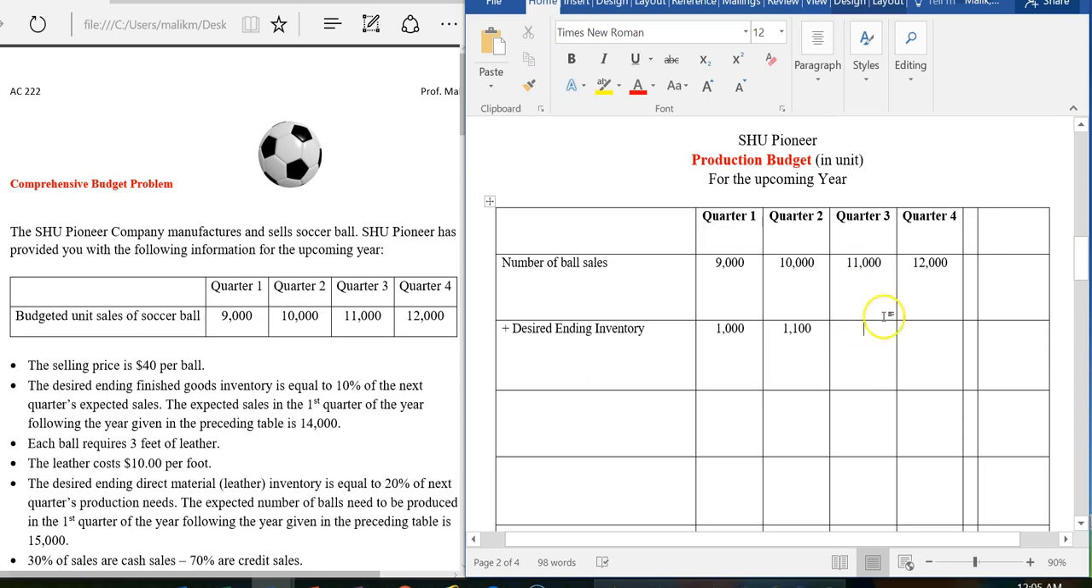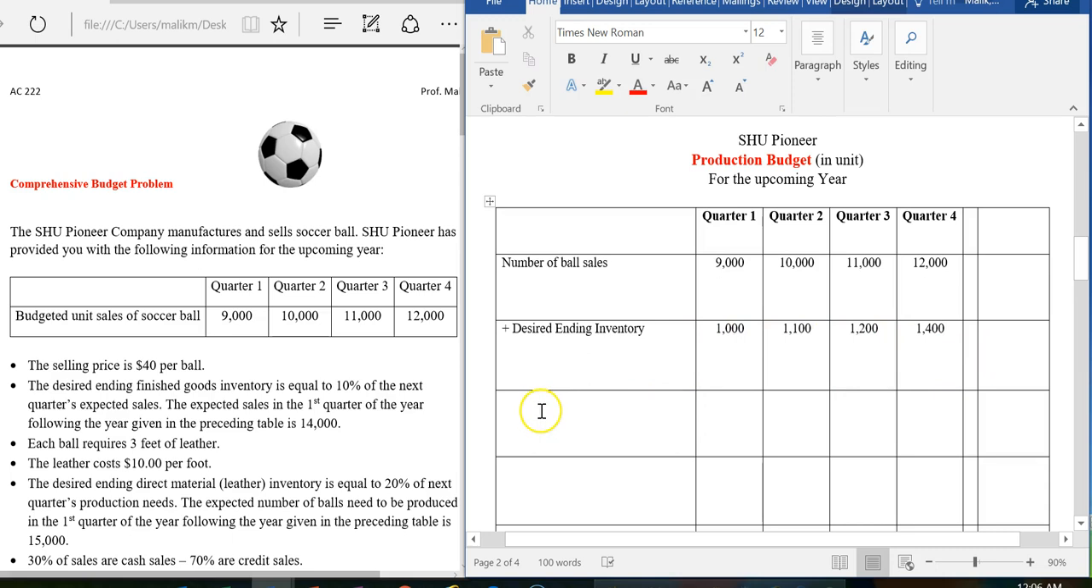For quarter three, we will take 10% of quarter four's expected sales. Quarter four's expected sales is 12,000, so 10% of it is 1,200. And for the last quarter, quarter four, we need to check the following quarter's expected sales, which is given here: 14,000 balls, or 14,000 units. So we'll take 10% of it, which is 1,400. And this is how you can get the desired inventory for every quarter.